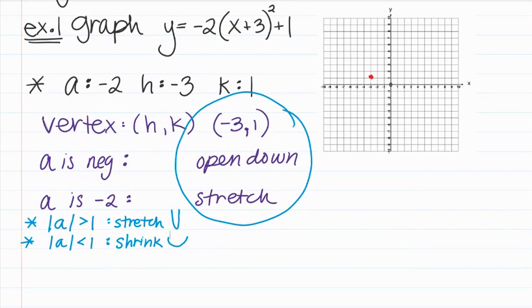This is very similar to the steps of the other examples. Identifying the a, h, and k, so identifying the important pieces, finding the vertex, deciding if it opens up or down, and if it stretches or compresses, then finding 2 more points. So let's do that part.